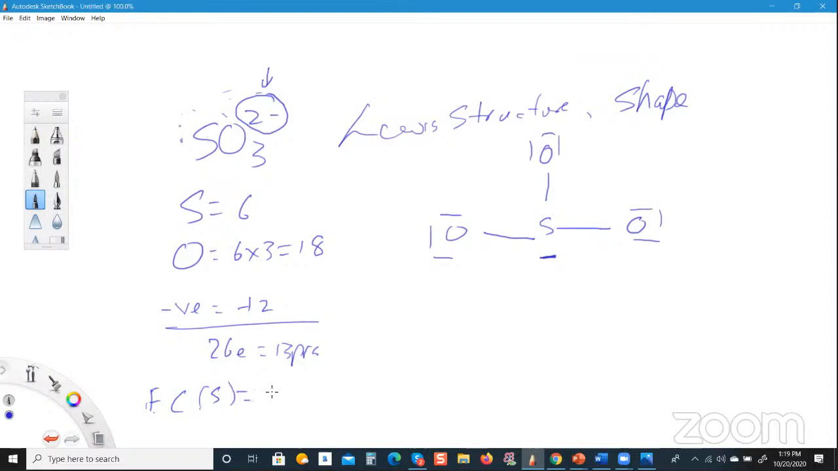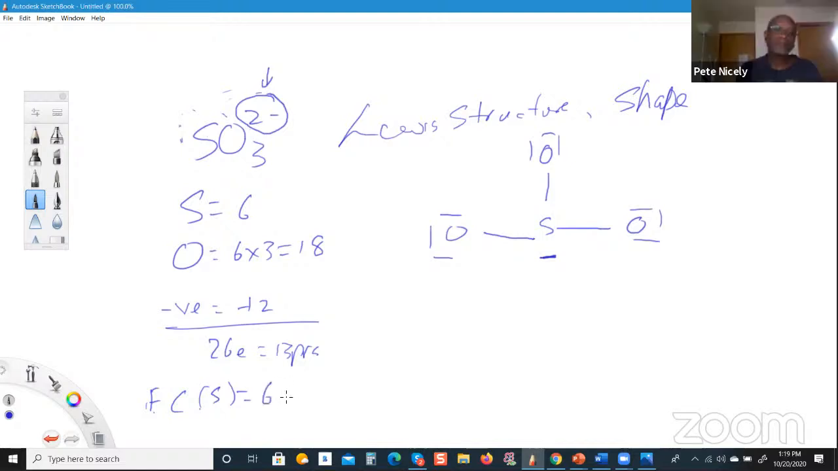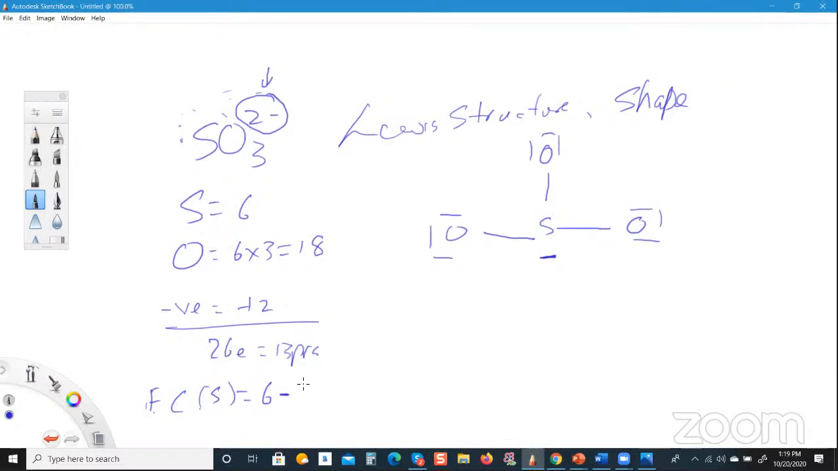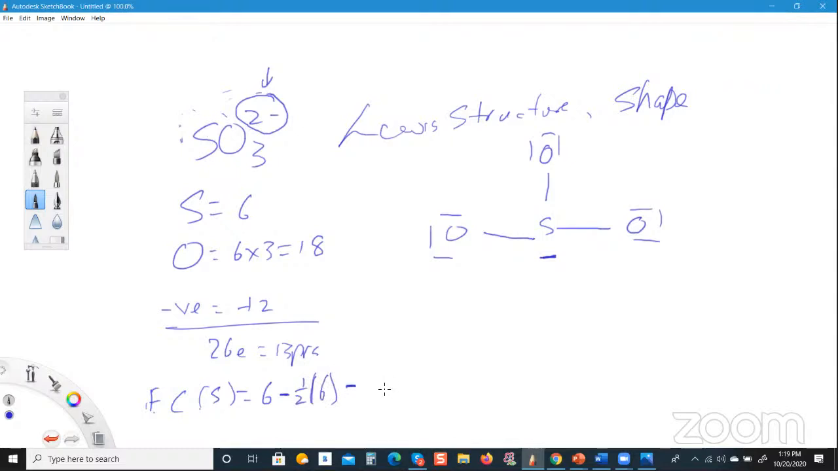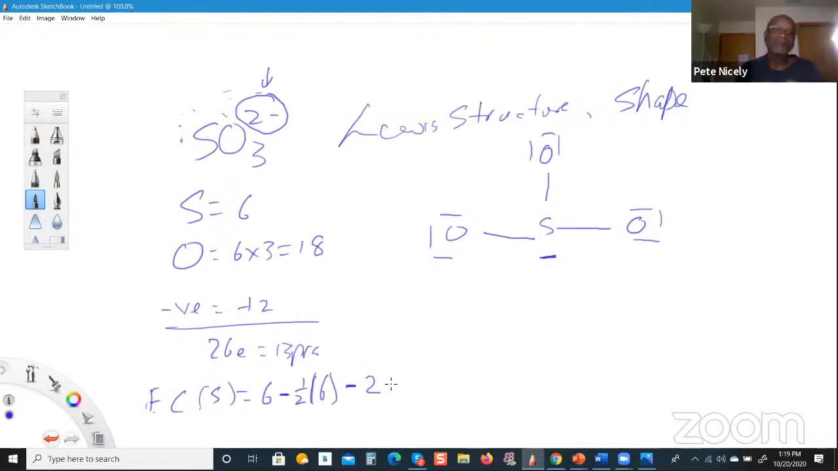That would be, let's see here. The group, I think is 6. Yes, it is 6. 6 minus half of the bonding electrons, which is 6, minus the number of non-bonding electrons, which is 2. So that gives us a charge of +1.